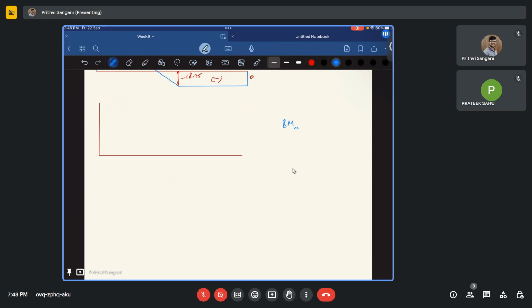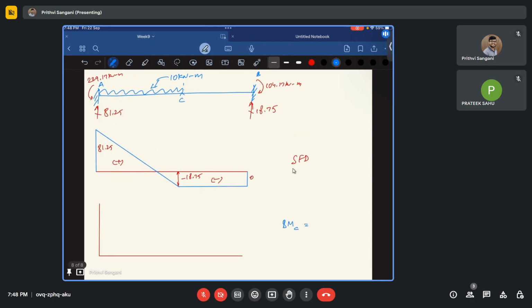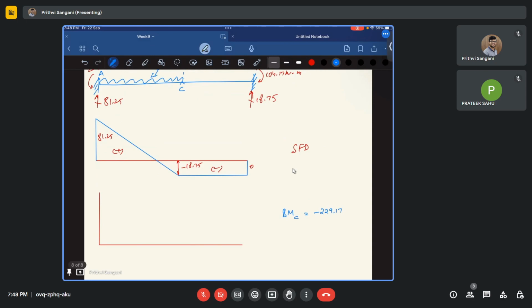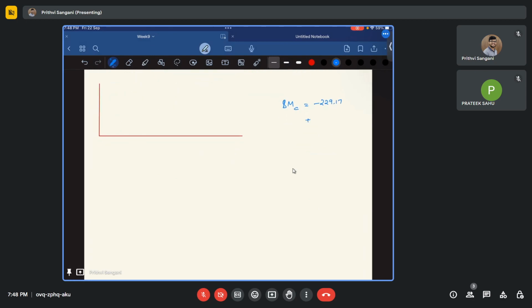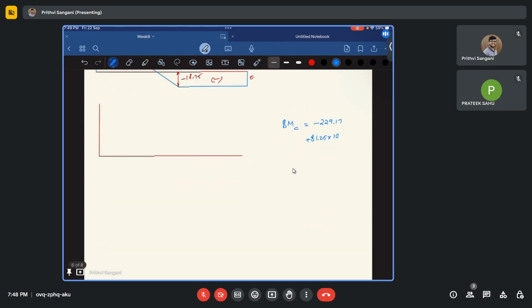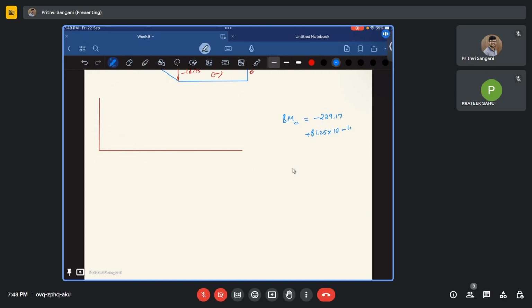Bending moment at C is nothing but minus 229.17, plus 81.25 times 10, minus 10 times 10 times 5. So this is my bending moment at C.